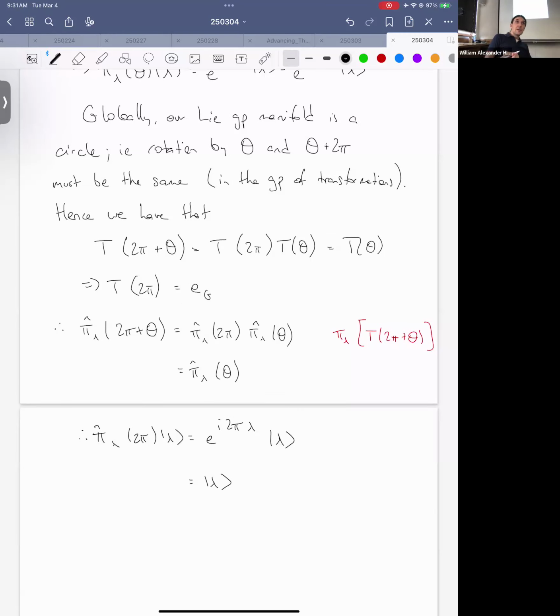So what does this tell us? What must lambda be? How does this restrict lambda? So e to the i 2 pi lambda has to equal 1. What does it tell me about lambda? Can lambda be 1? Can lambda be 2? Okay, can lambda be a half? No. Can lambda be -1? All right, okay, good. So lambda needs to be an integer.